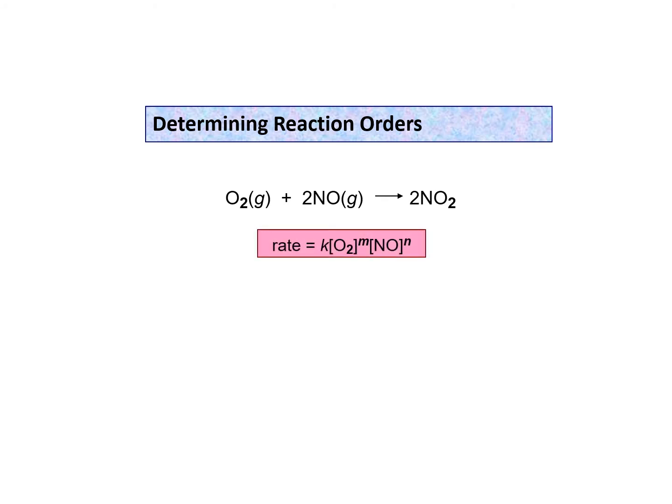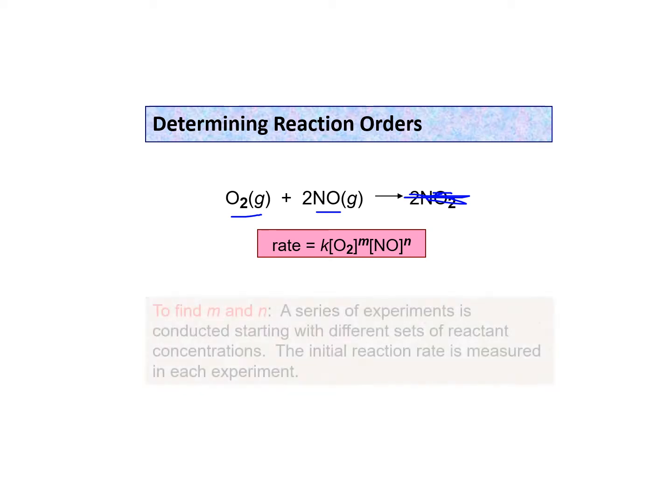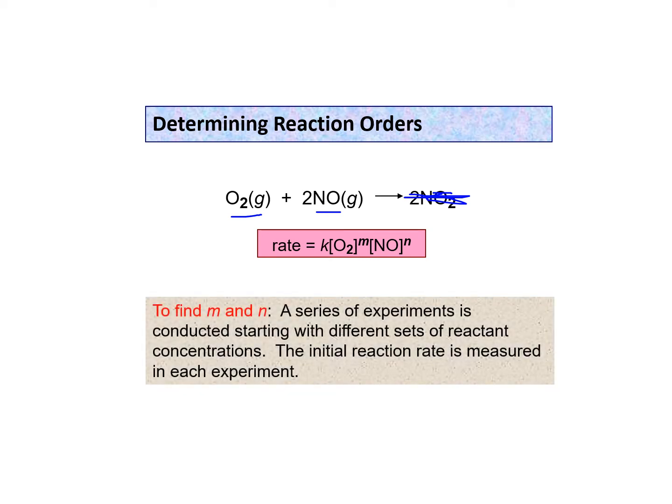Now on to the more difficult stuff, determining the reaction order. So there's an equation, and this is what we're going to do for the rate law. Again, we don't care about the product. It's not involved here. We've got our oxygen gas, and we have our nitrogen monoxide there. So to find m and n, a series of experiments is conducted starting with different sets of reactant concentrations. The initial reaction rate is measured in each experiment.